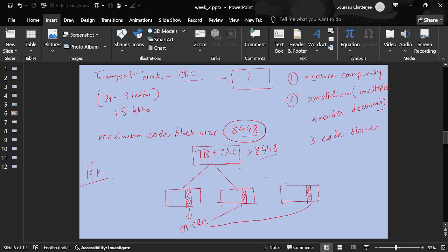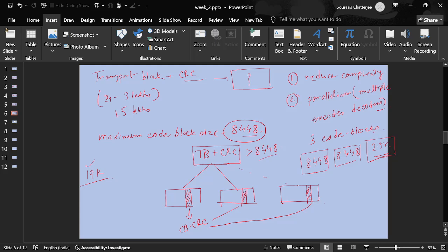As of now, my immediate understanding is I can fill the first two code blocks with the maximum number of bits, 8448 each, and the third one will be left with somewhat, let's say, 2.5K. This is the first code block, this is the second, and this is the third code block, which only has 2.5K bits. So is that the way it is done in the standard?